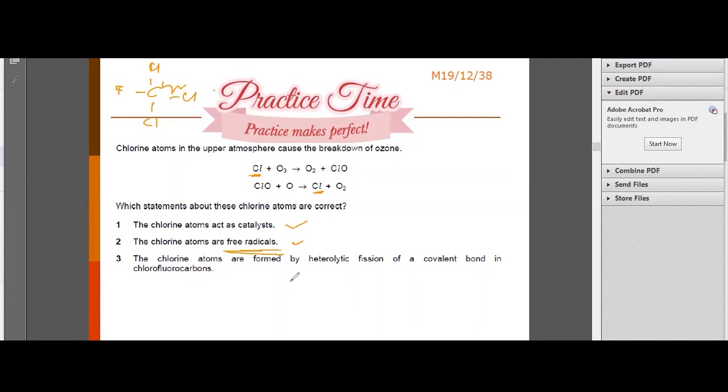The chlorine atoms are formed by heterolytic fission of a covalent bond in chlorofluorocarbon. This should be wrong. Heterolytic fission will produce ions, not free radicals. So 1 and 2 are correct. So B is the final answer.